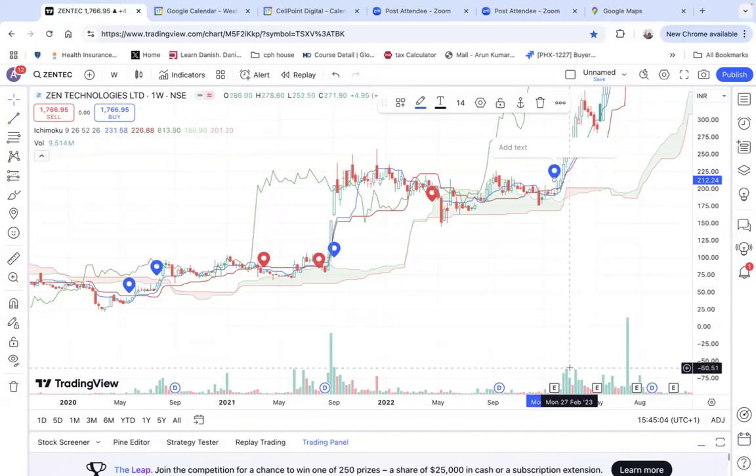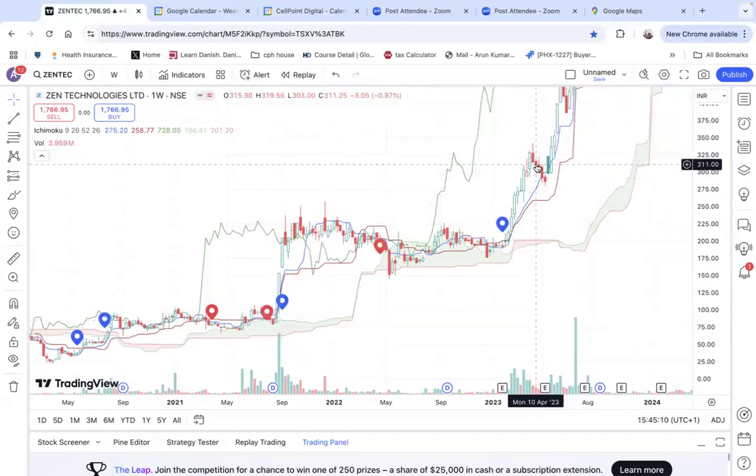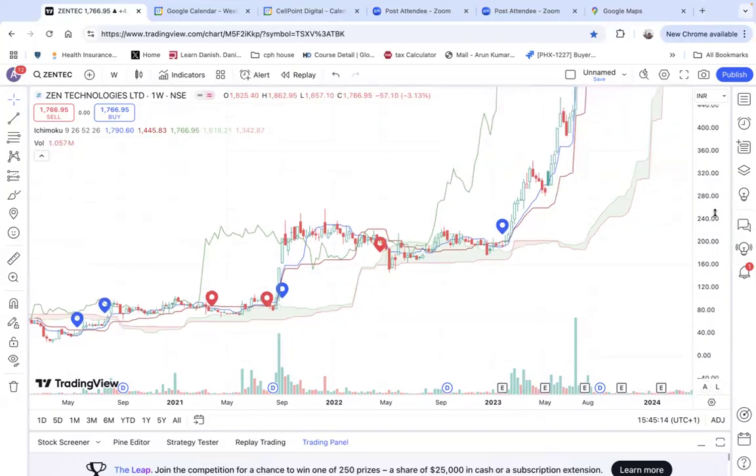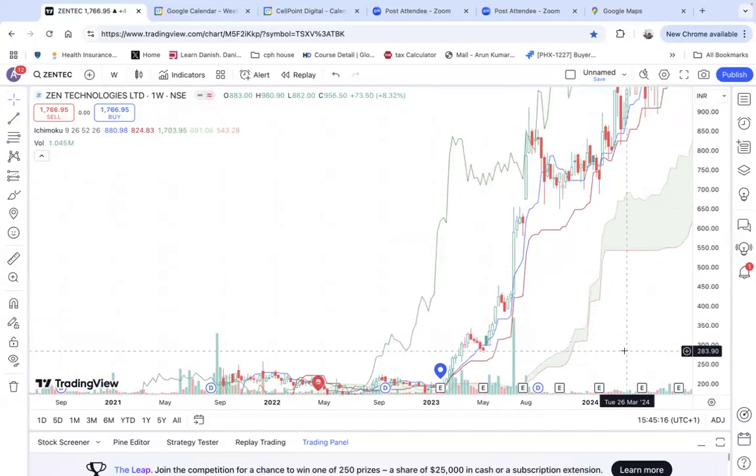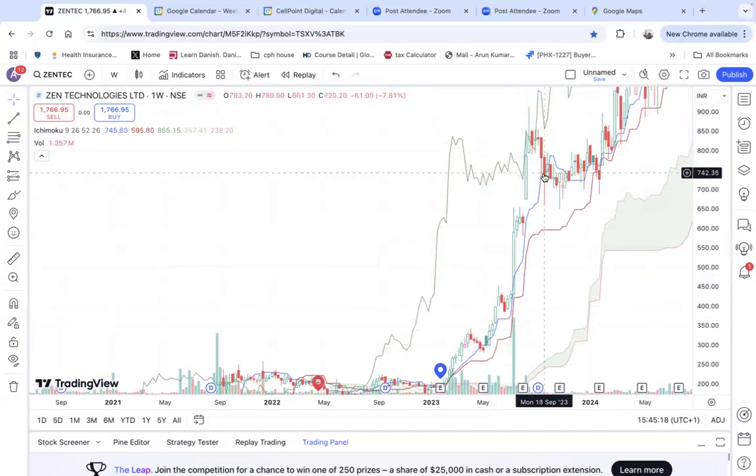You can see this volume here is so much bigger than here. So the volume is increasing and the price is also increasing. So more and more people pile on. The price is above the blue line and the red line. Now let's see what's happening. The price is above the blue line and red line.